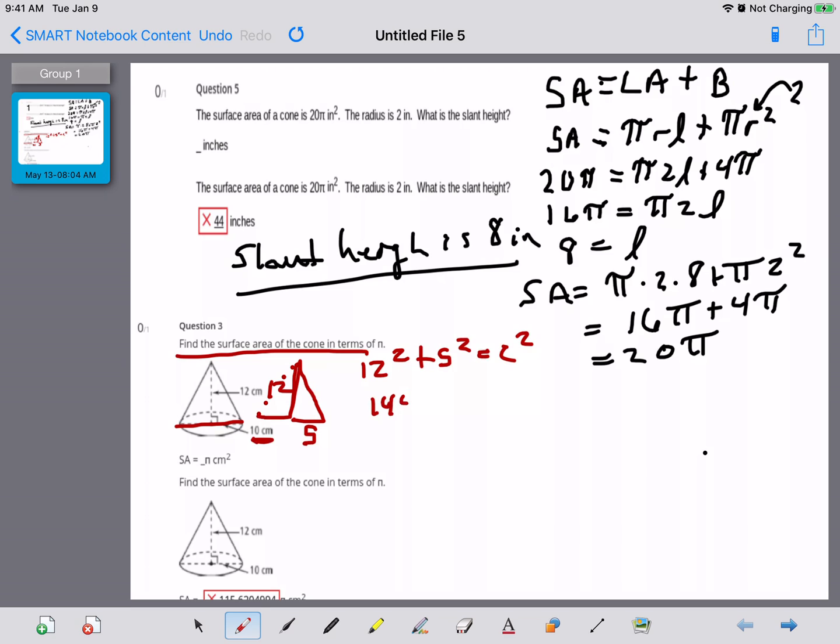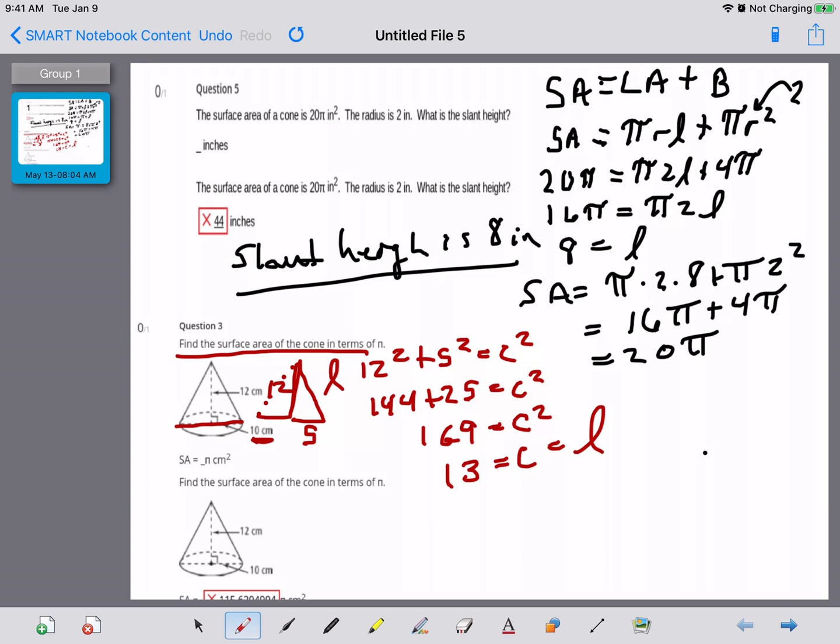So this is 144 plus 25 is equal to c squared. This is 169 is equal to c squared. So 13 is c, which is aka today my slant height. Because slant height's on the side.